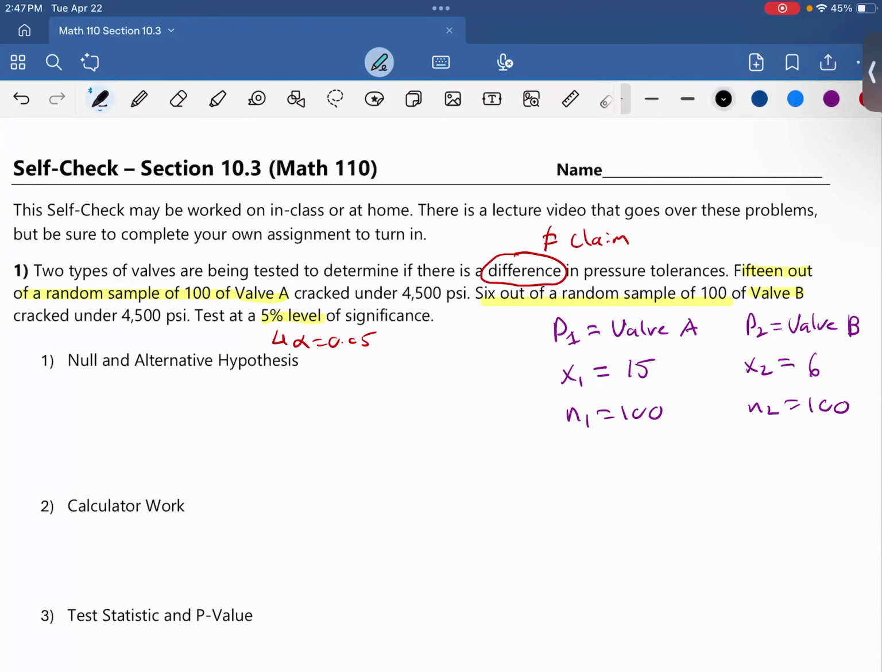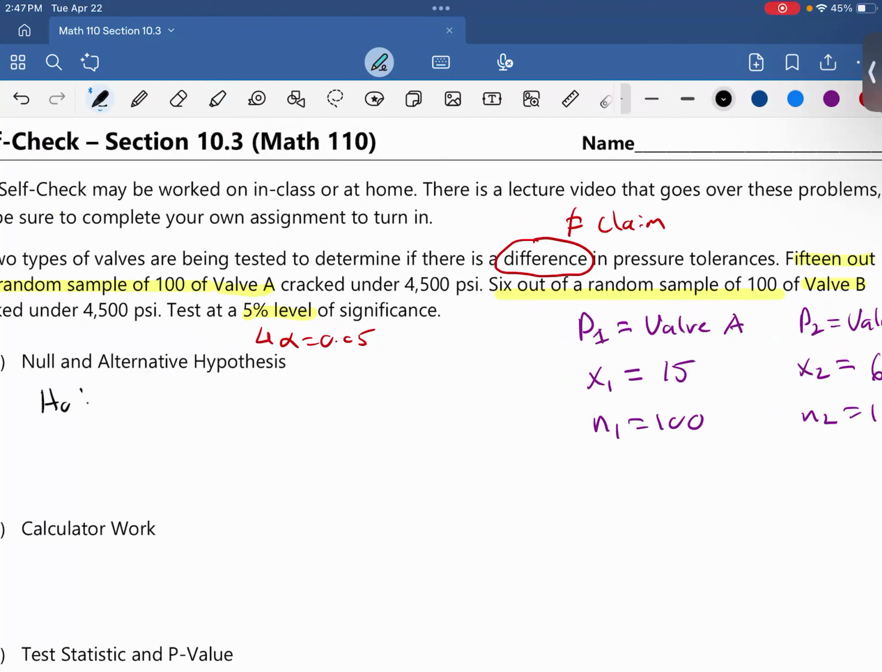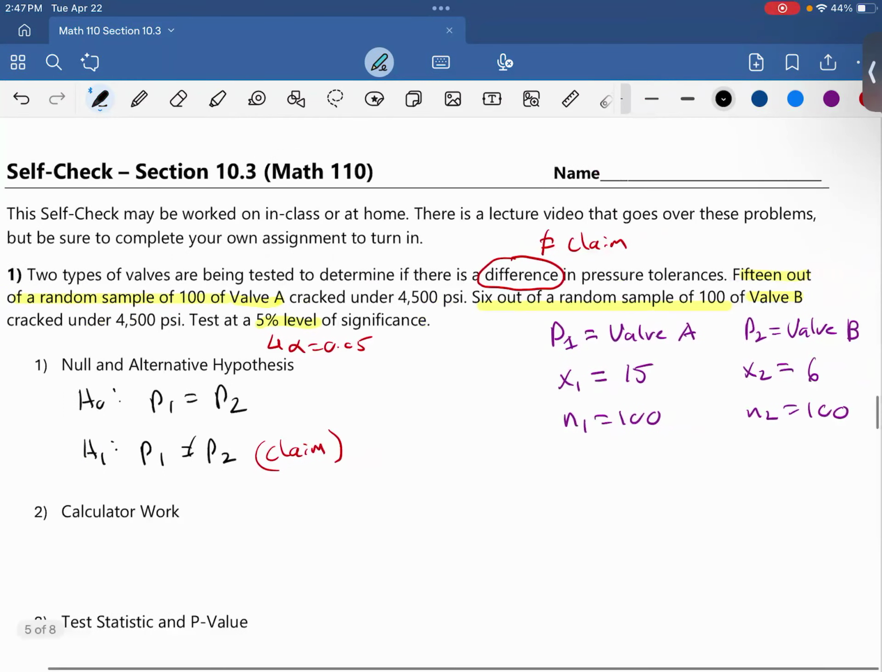But let's go ahead and start our hypotheses. For our null hypothesis and alternative hypothesis, we saw in the question it says, is there a difference? Meaning not equal to, meaning that's our claim. So what we'll say here is P1 is not equal to P2, and that's our claim. Our null is the opposite, so P1 equals P2.